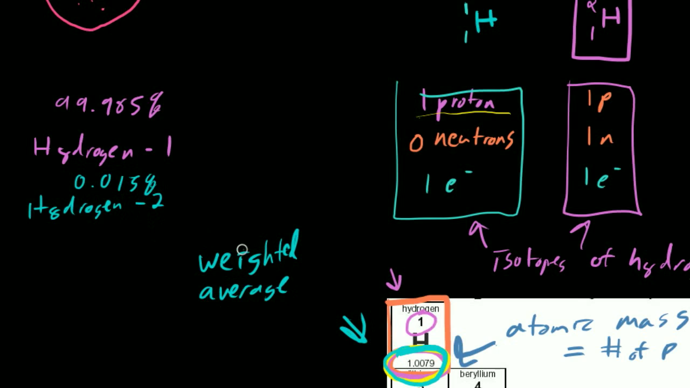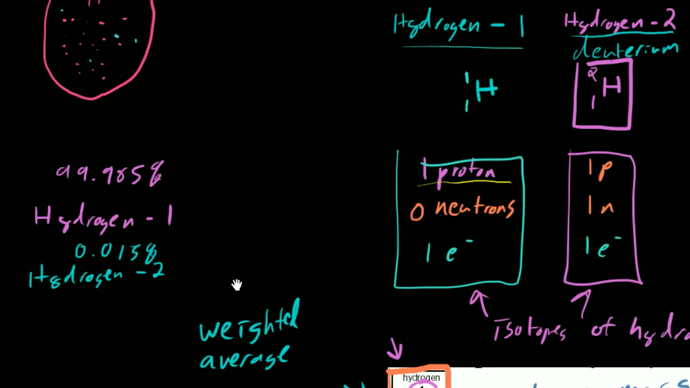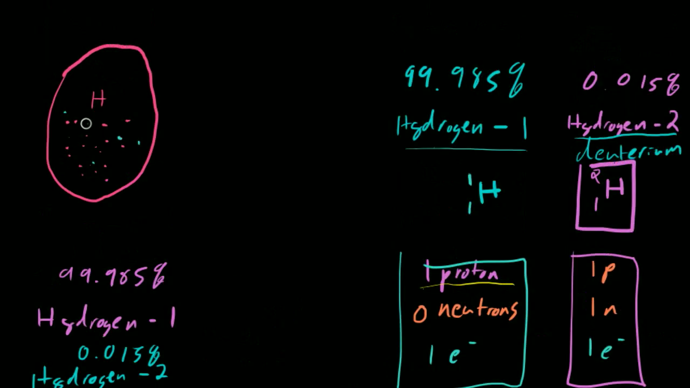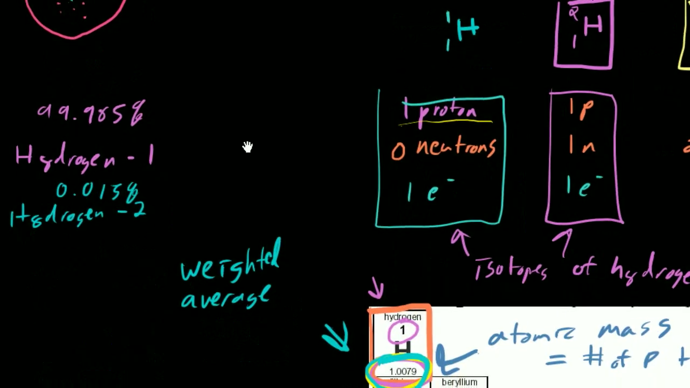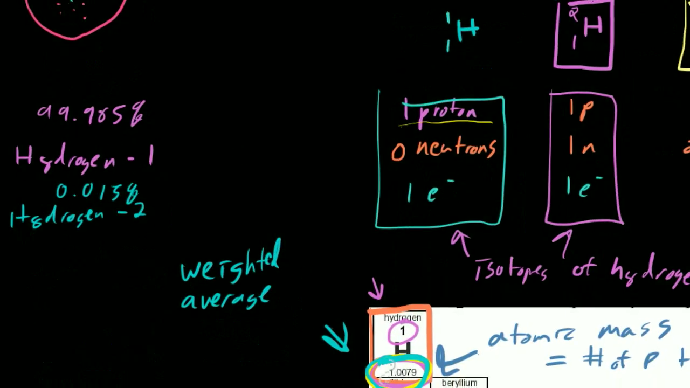atomic mass is for a given atom inside of our balloon of hydrogen. If we were going to collect a balloon of hydrogen, that average atomic mass is going to be 1.0079. And if you do plug this in, it actually does something.